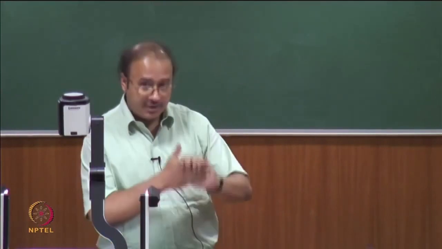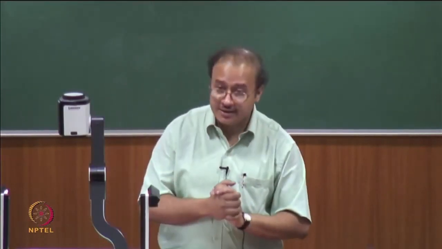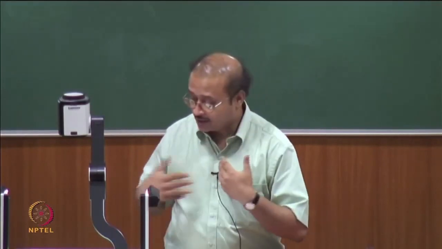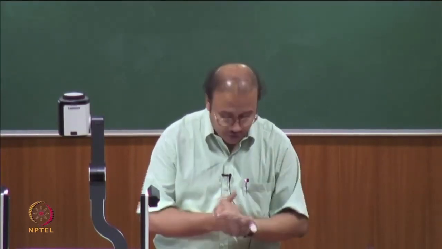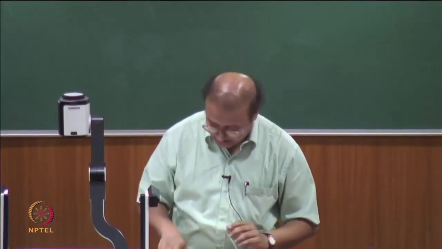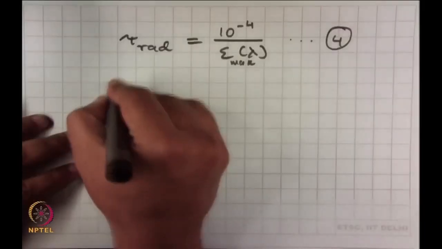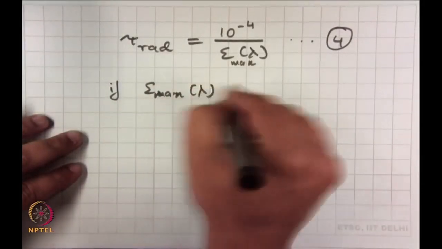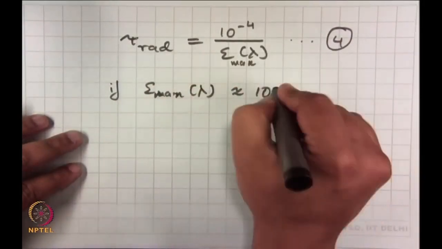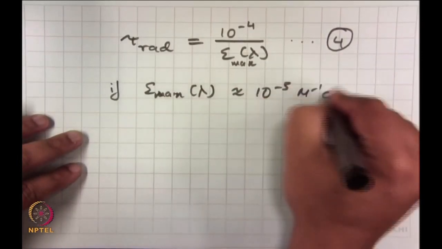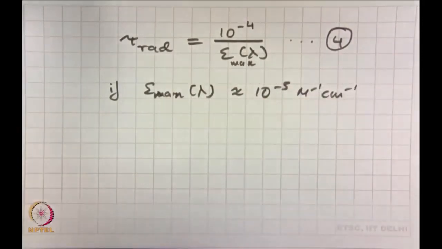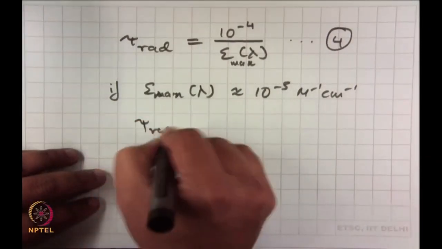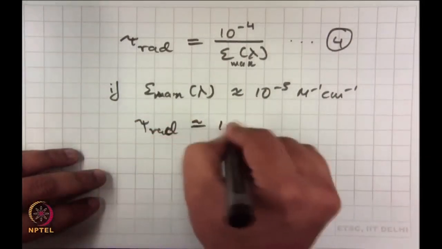Okay. But anyway, just to have the flavor of it, because I said that vibrational relaxation happens in about 10 to the minus 12 seconds, and fluorescence happens in about 10 to the minus 9 seconds. So you can see if epsilon max says 10 to the power 5 mole inverse centimeter inverse, okay, if that is what it is, then you can see the tau radiative would be equal to what?